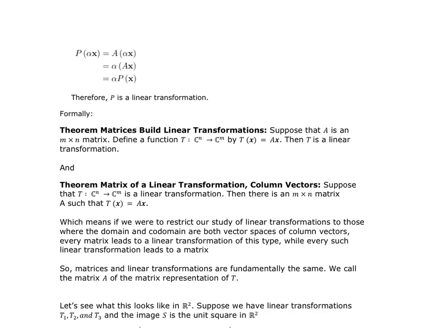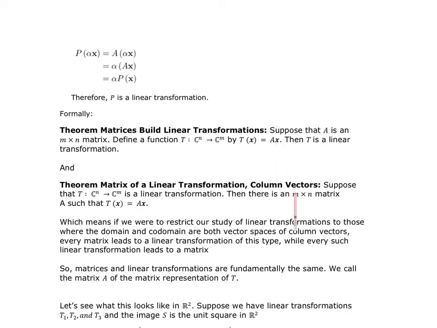Formally, we get these two theorems. It says, suppose A is an m by n matrix. We define this linear transformation of some Cn into Cm by the linear transformation T of x, where it is a matrix A multiplied by x, and then T is a linear transformation.